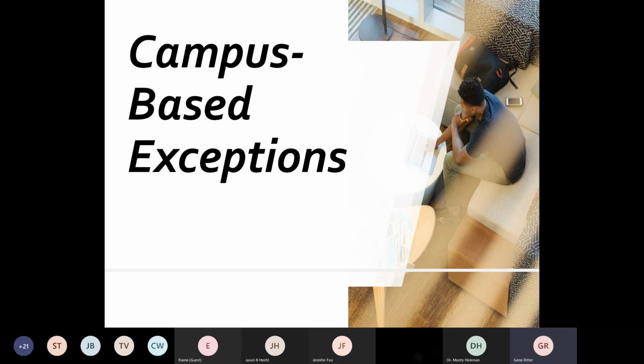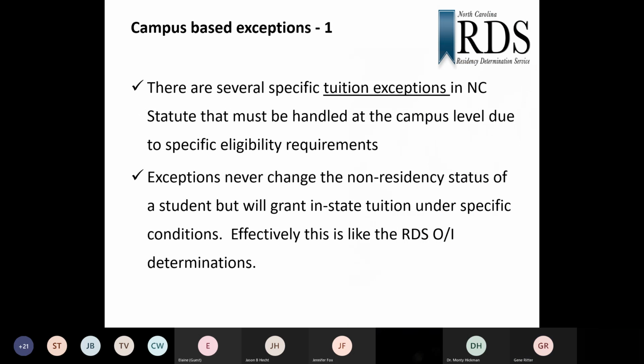So looking at those campus-based exceptions, these apply to students who were deemed to be non-resident. They didn't meet the requirements for whatever reason, including duration. But there are carved into law some sector-specific exceptions and some general ones for both UNCs and community colleges. So at the campus level, there are several tuition exceptions.